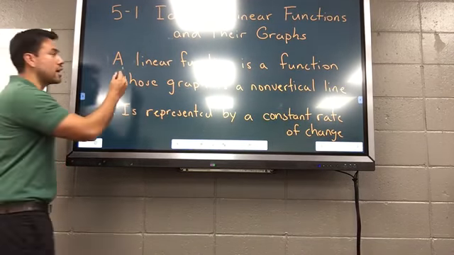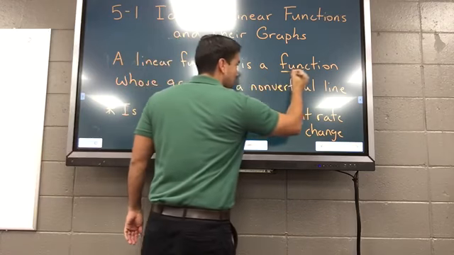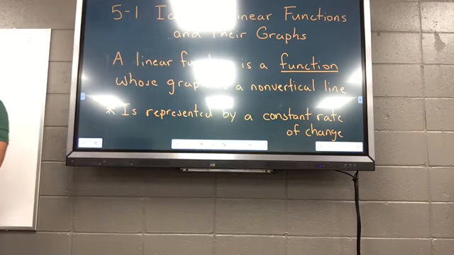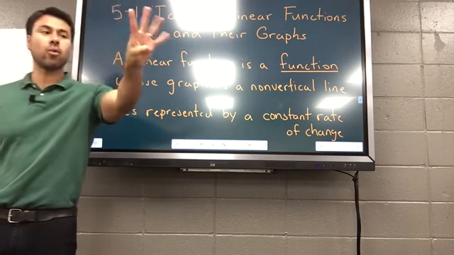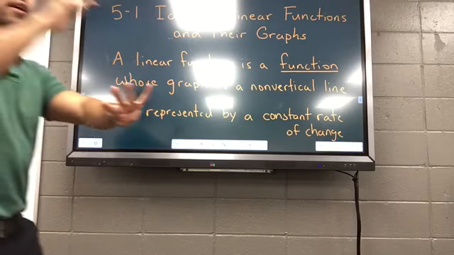Okay, we're talking about a linear function. We've already looked at what a function is. Can anyone tell me what a function is? It's a special type of relation. And remember, what are 4 ways you can show a relation? A rule, a table, a mapping, or a graph.